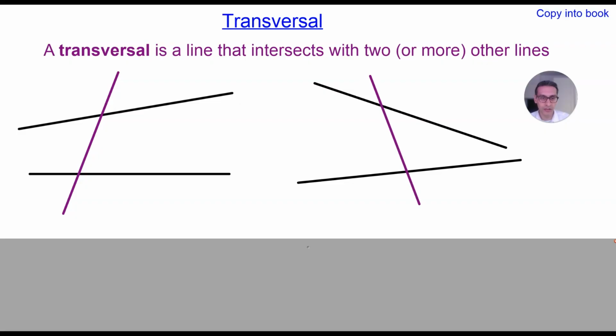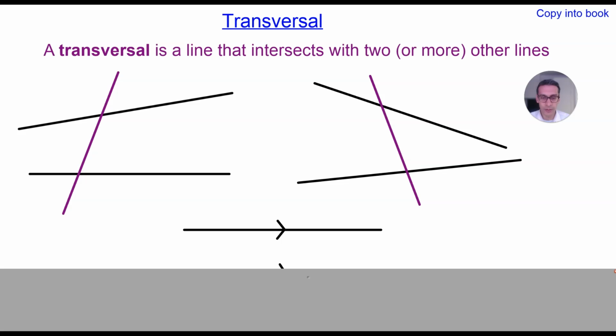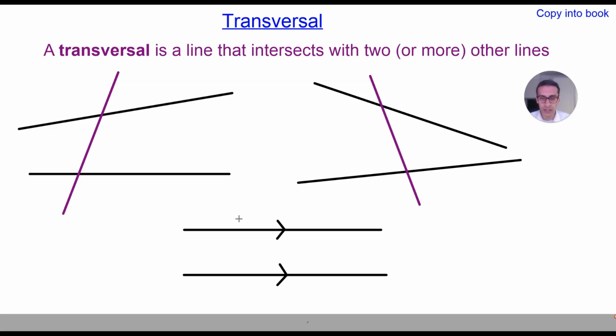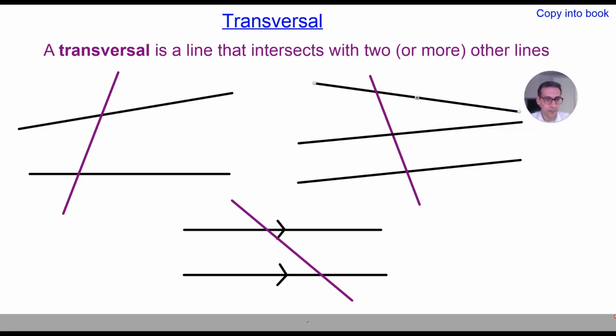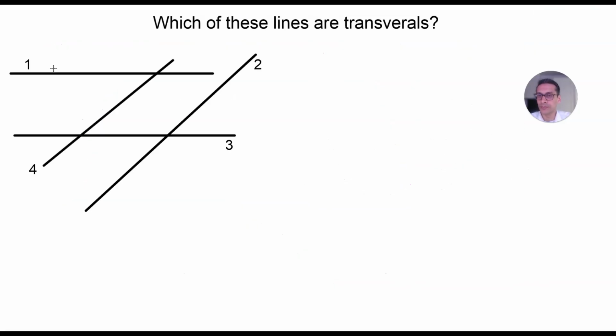Here, the purple line is a transversal. And you may even have lines which are parallel to each other, and then you've got a line crossing over both of them. This is a transversal. Now you may have also a third line crossing over. It doesn't really matter. Either way, this purple line is a transversal because it crosses over two or more other lines. So which of these lines are transversal?